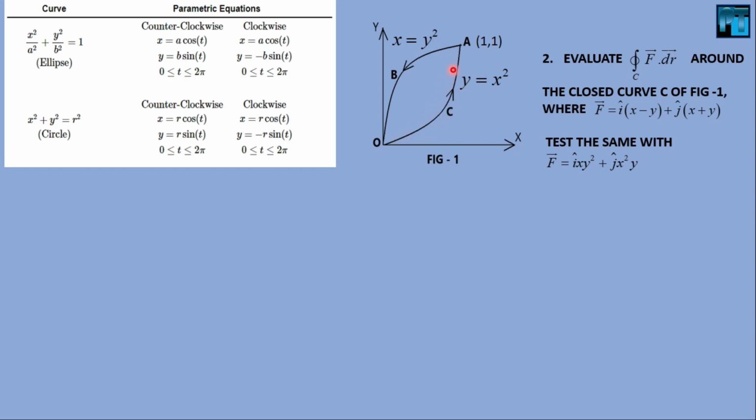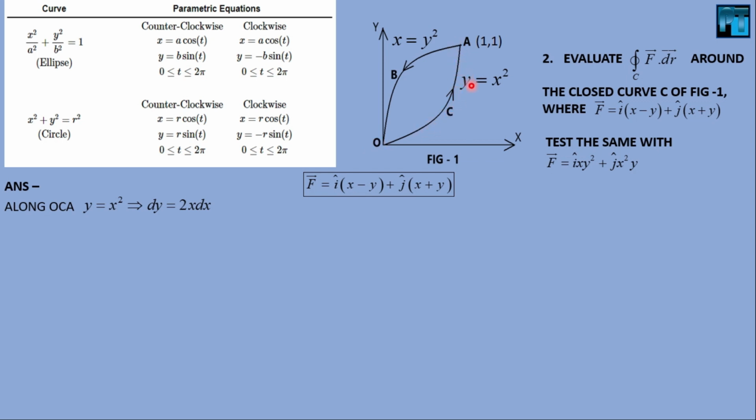What will we have to do? We have to evaluate the integral of F dot dr for two different F. The first one is this, the second one is this, for this closed curve. Now let's test for this one. Now for the path OCA.